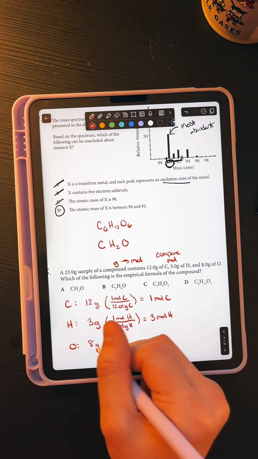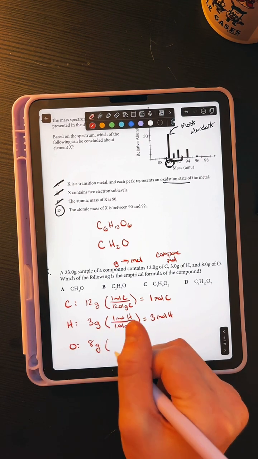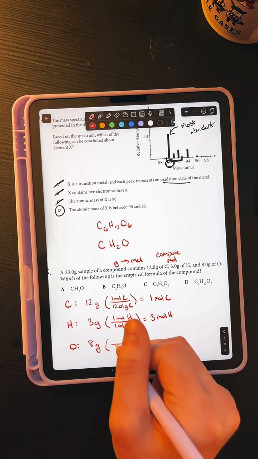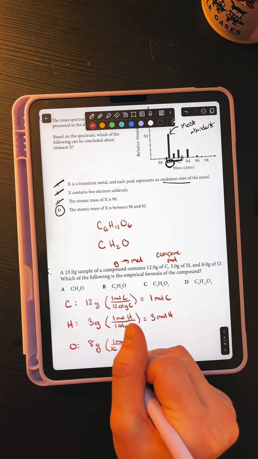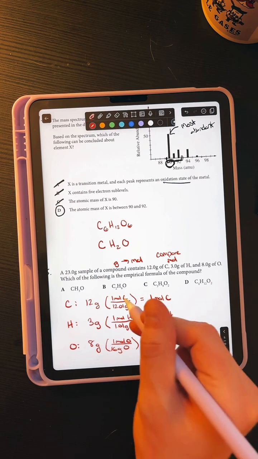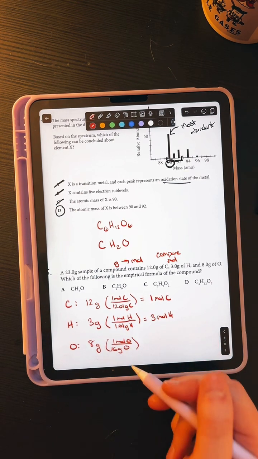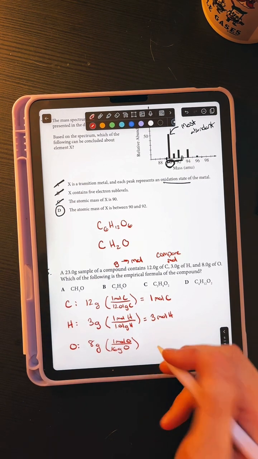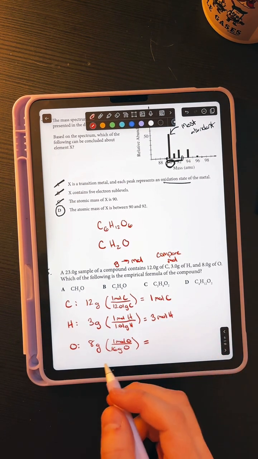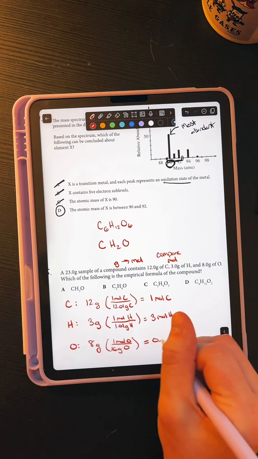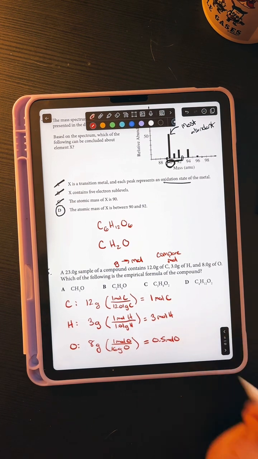And then we will do the same thing for oxygen. 8 grams, we have 1 mole of oxygen is 16 grams of oxygen. I'm getting all of these values just from the periodic table, right? They're the atomic masses, they're molar masses. So this gives us 0.5 moles of oxygen.